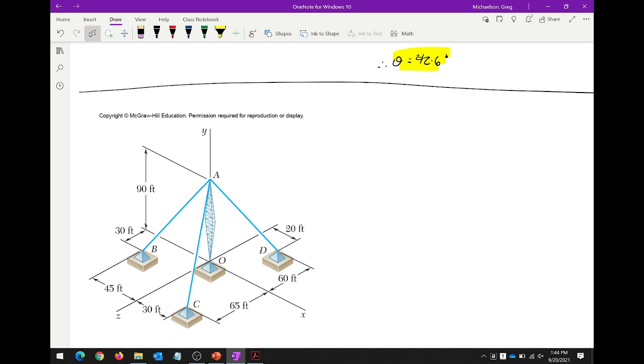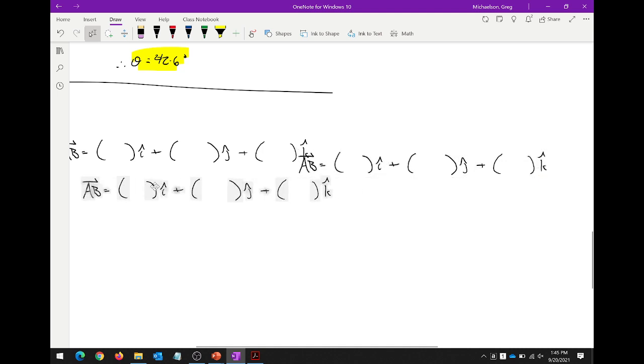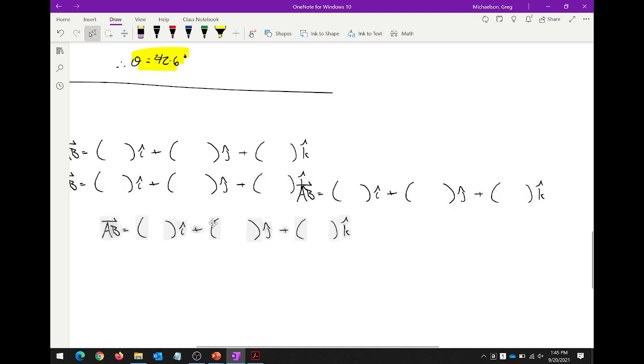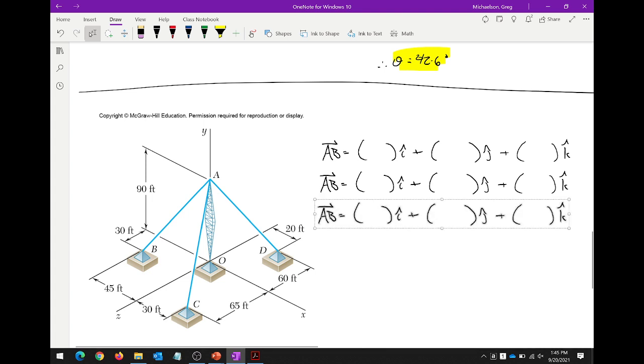AB. Okay. So, AB is a pile of junk times I plus a pile of junk times J plus a pile of junk times K. Okay? And what I'll do is let's just do them all. Because why not? All right. Okay. So let's start off with AB.